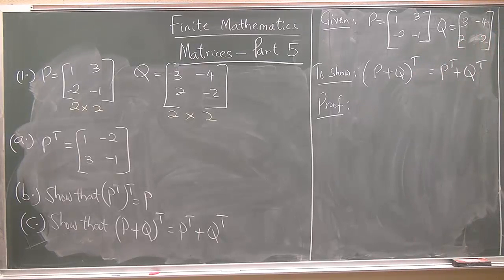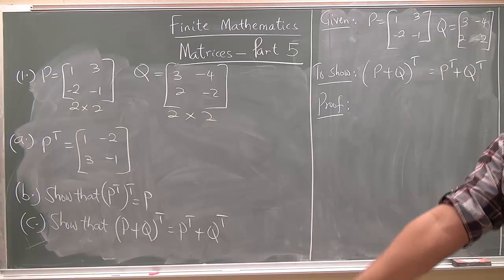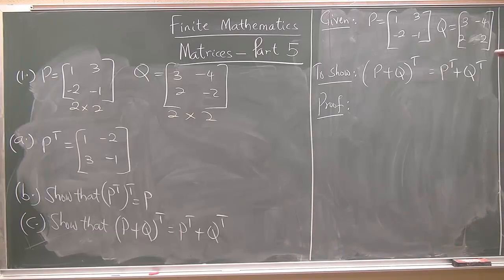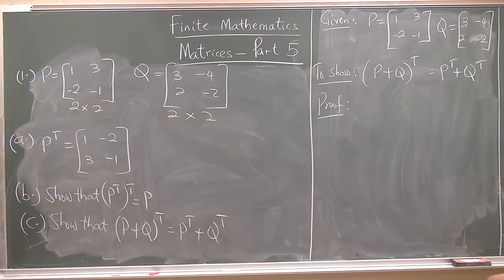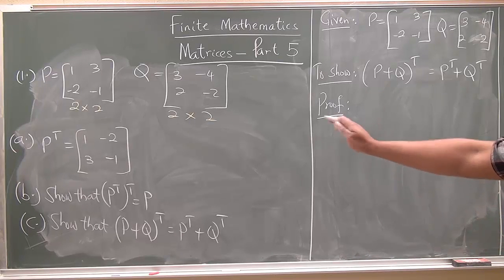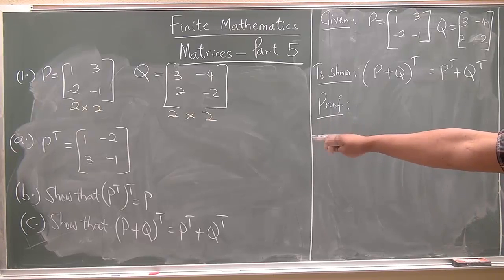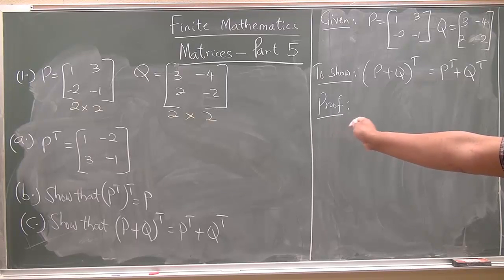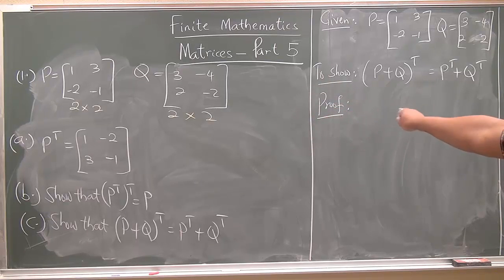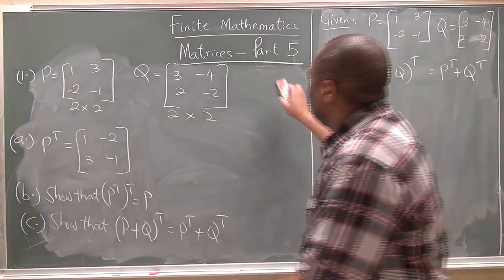Here, how do we get this? What we need to do is this is a case whereby we start from the left, get one place. We start from the right, get one place, and both of them are equal. That means we've proved it. So, let's go ahead and solve this here. Let's find our P plus Q transpose here, and let's do our work here, and we will reserve this for just writing out this.